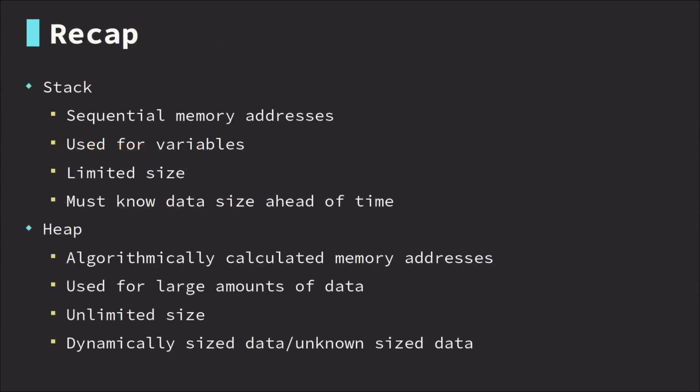To recap, for stacks, they have sequential memory addresses. They're used for all variables in your program. They do have a limited size, and it is important to know the size of the data ahead of time. That way you can properly utilize the offsets. With a heap, the memory addresses are algorithmically calculated. It's used when you're working with large amounts of data. It has theoretically unlimited size, and you can store dynamically sized data or data where you don't know the exact size.